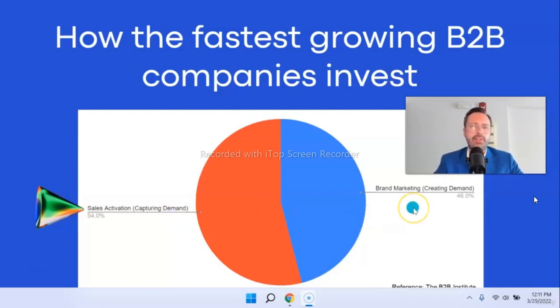On the other hand, there's what you might call brand marketing, creating demand, and that's an aspect of marketing that is all too often neglected, particularly by large business-to-business companies. But you can see that the split is almost 50-50. Now, the optimal is 54% of your budget being allocated to capturing demand, so things like demand generation, and 46% being spent on creating demand.